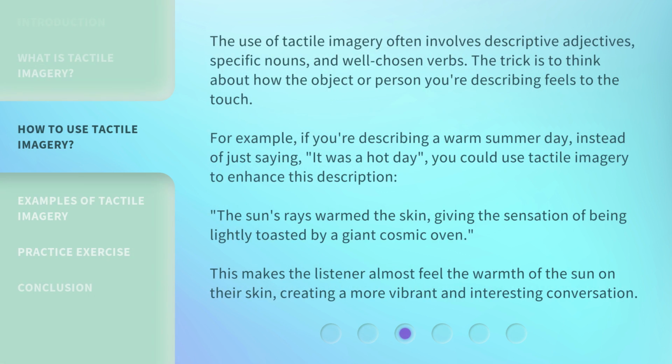The use of tactile imagery often involves descriptive adjectives, specific nouns, and well-chosen verbs. The trick is to think about how the object or person you're describing feels to the touch. For example, if you're describing a warm summer day, instead of just saying, "It was a hot day," you could use tactile imagery to enhance this description.